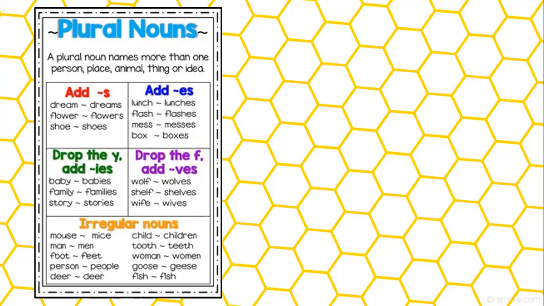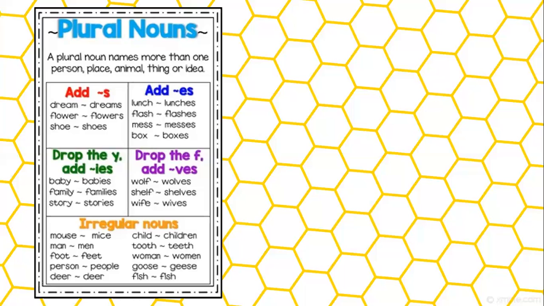If the word ends with y, we have to drop the y and add ies. For example, babies, families, stories. You have to throw away the y and put ies. Next, there are also words that end with f. You have to drop the f and add ves. For example, wolf becomes wolves, shelf becomes shelves, wife becomes wives. Drop the f and add ves.